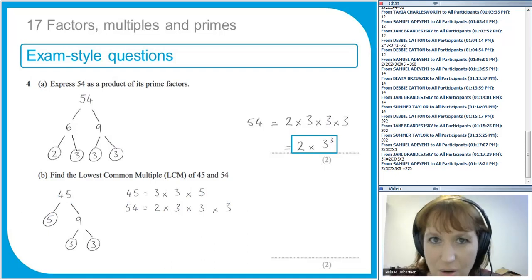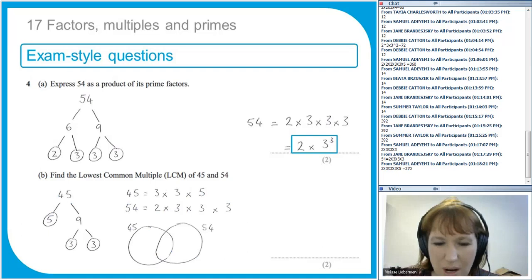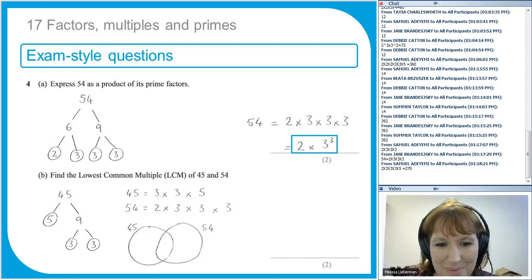Now I'm going to use the Venn diagram method because I quite like that. I think it's just easier to keep track of things. You could use the other method if you wanted to. The other method would be to say, right, I'm going to cross out the numbers that are in both lists and then multiply all the other numbers together. So you could use that method if you wanted to and just multiply all of those together. I think the Venn diagram, for me, because I sometimes forget, I would prefer to use this method.